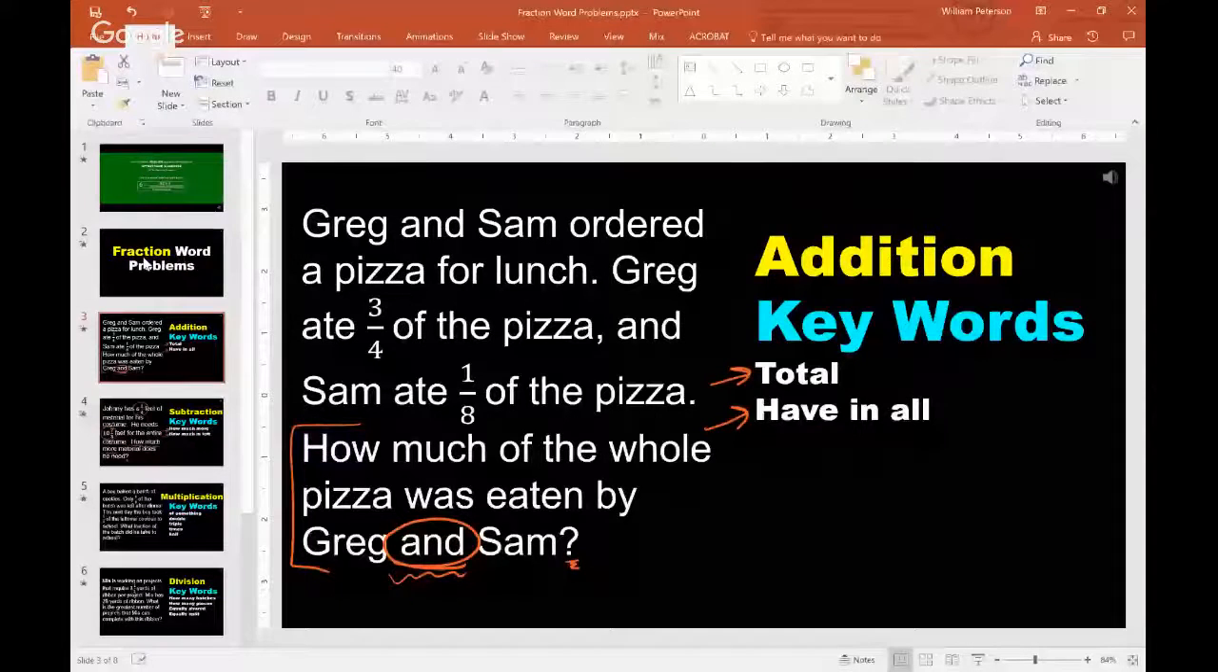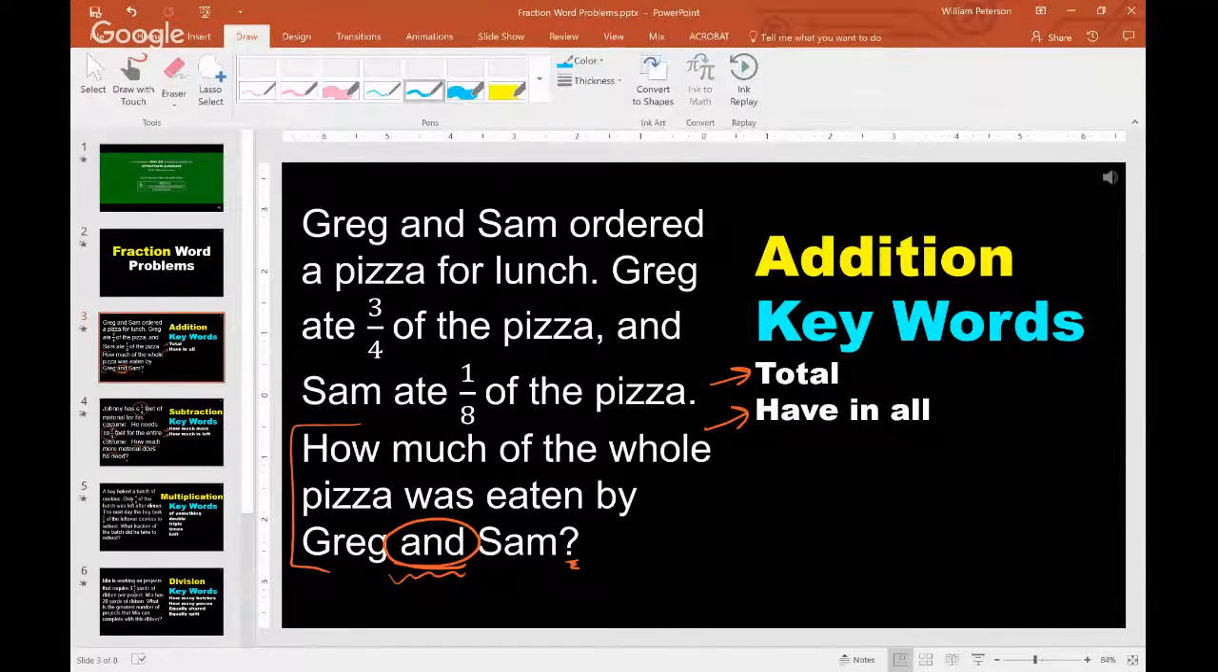Let's go and share my screen application window. Let's get to some word problems here. So we're in the fraction word problems. Let's go over some key things here that are going to help us to be super successful in taking care of these word problems.